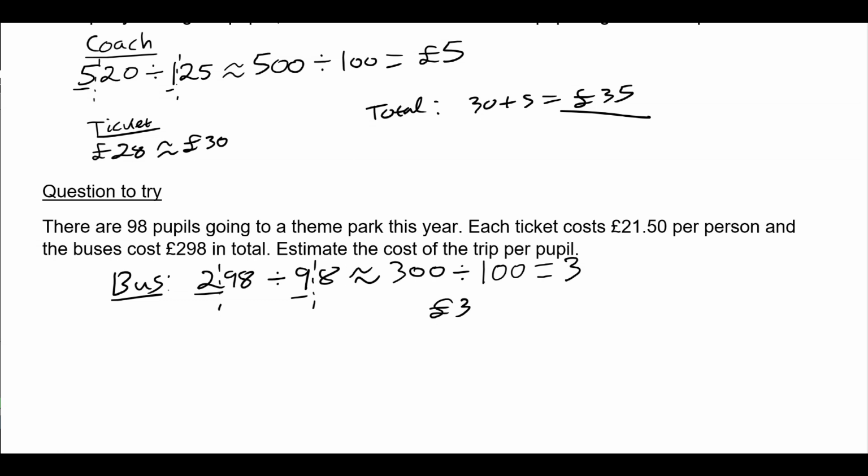The ticket costs £21.50 per person. £21.50 is approximately £20. So the total that every pupil is going to need to spend is £23.